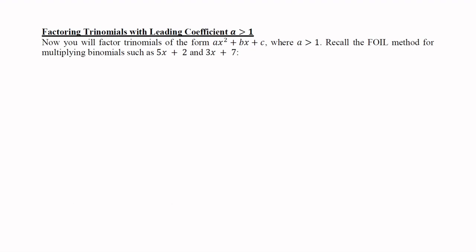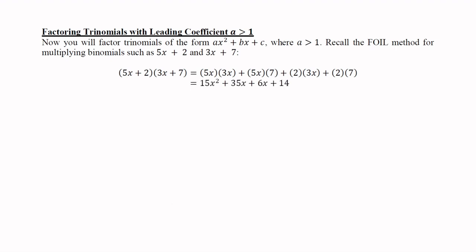Now you will factor trinomials of the form ax squared plus bx plus c, where a is greater than 1. Recall the FOIL method for multiplying binomials such as 5x plus 2 and 3x plus 7. We can multiply it out doing first, outer, inner, and last. That's going to give us our two middle terms of 35x plus 6x, which we can then combine to get our final trinomial of 15x squared plus 41x plus 14.